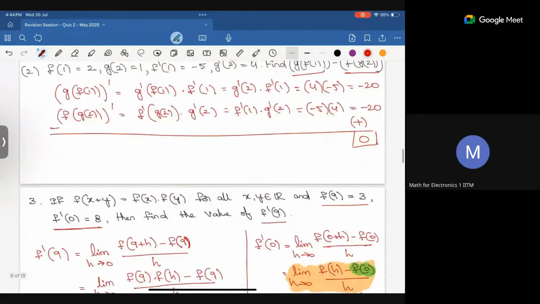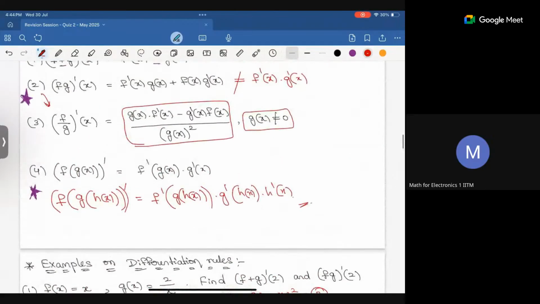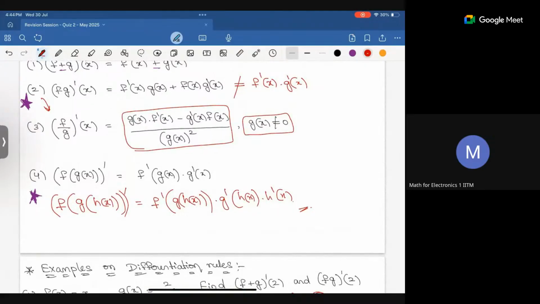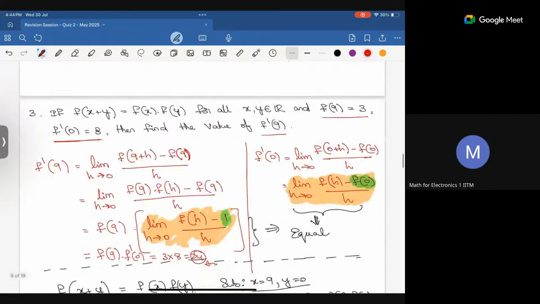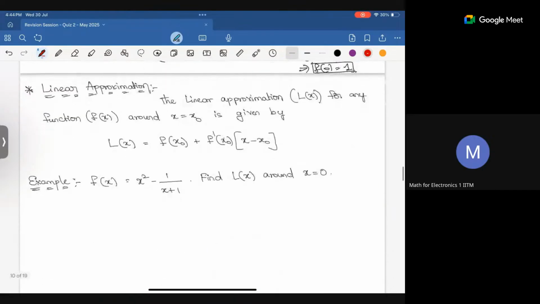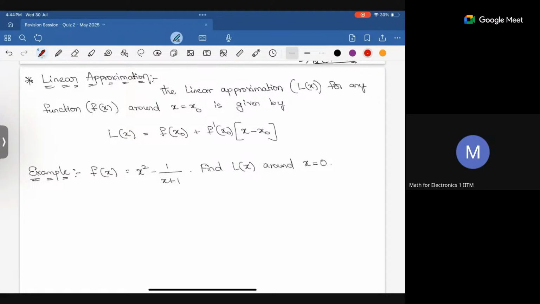Right. So practice more problems related to this usage of differentiation rules, and around higher order derivatives also. Okay. So let's move to the next concept, which is called linear approximations. As the term itself says, it's linear approximation. So we are going to approximate some function as or equal to a linear expression, right? And once we are approximating, it will not be exact, rather it will be an approximate value.